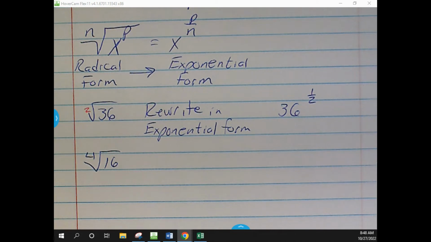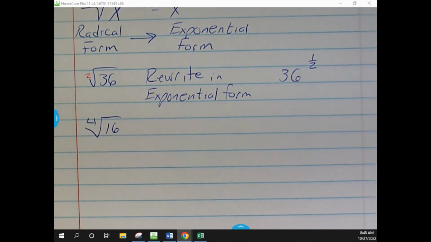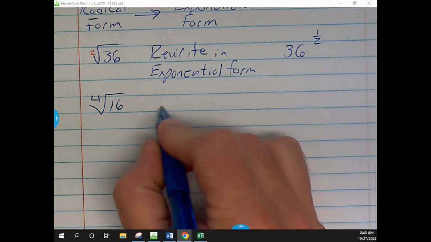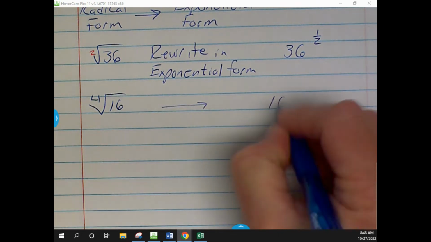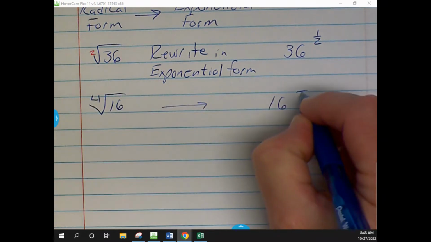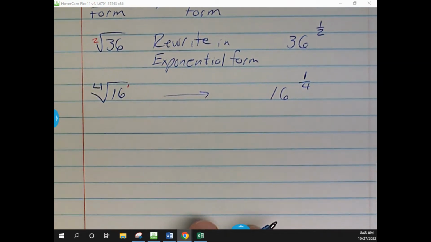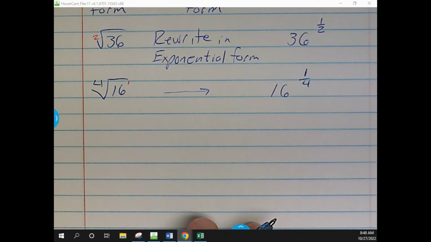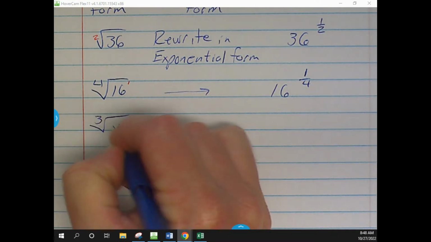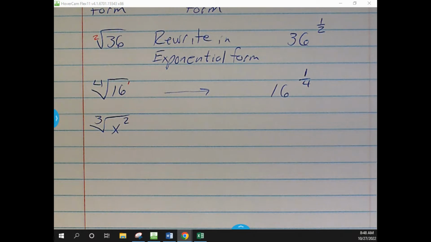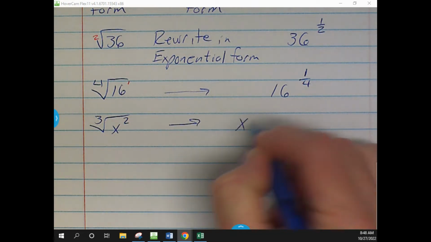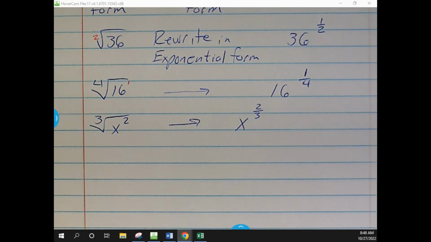Okay. If we had the 4th root of 16, again, they ask you just to rewrite it in exponential form. The index here is your denominator. If there is no power on the inside, it's understood that there's just a 1 there. So that would be 16 to the 1/4 power. All right. And this is another situation where, to me, it's a little bit easier with variables, because if we've got the 3rd root of x squared and they ask you to rewrite it in exponential form, that's going to be x to the 2/3 power.